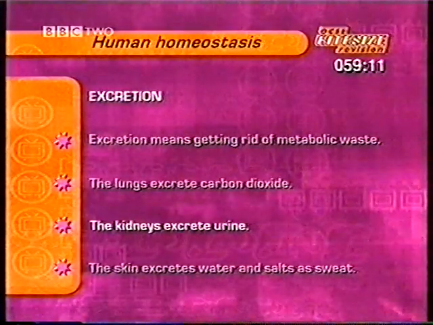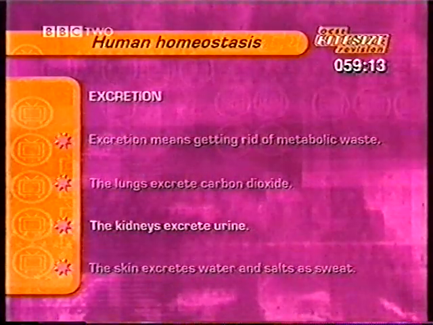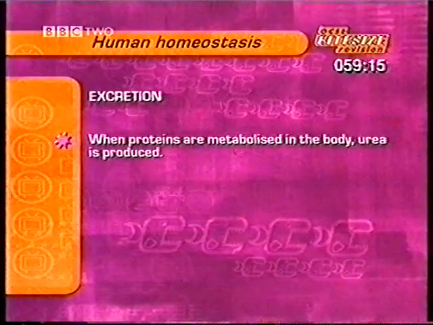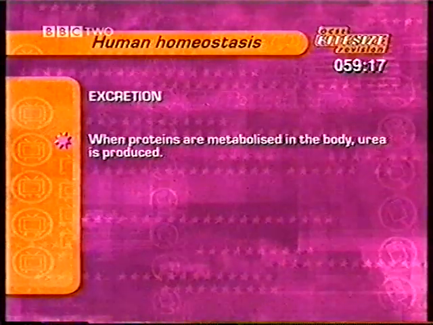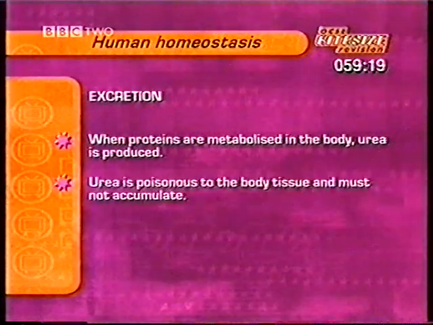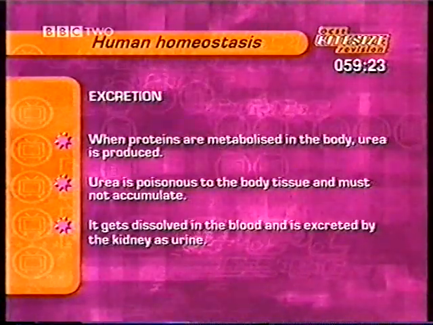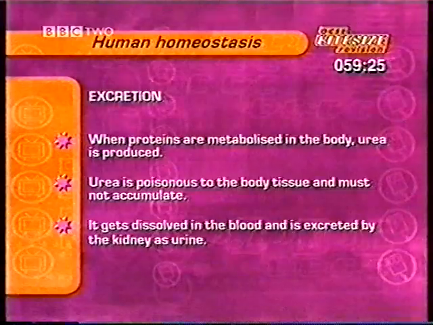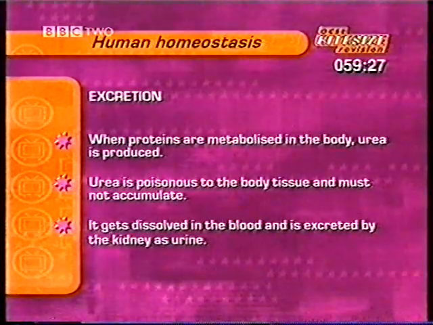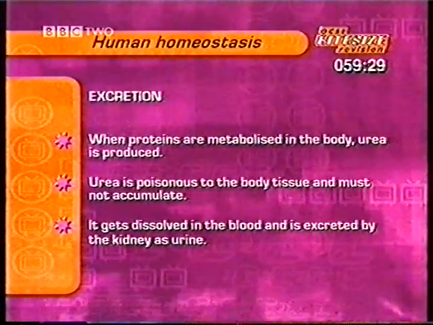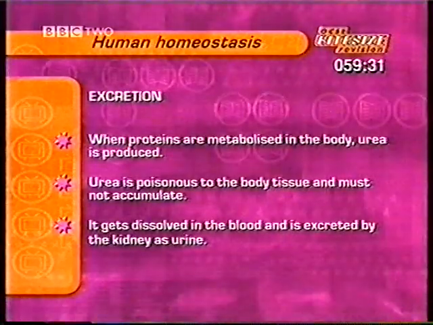Next, how do the kidneys excrete urine? When proteins are metabolized in the body, urea is produced. Urea is poisonous to the body tissue and must not be allowed to accumulate. It gets dissolved in the blood and is excreted by the kidneys along with the excess water and salts as urine.